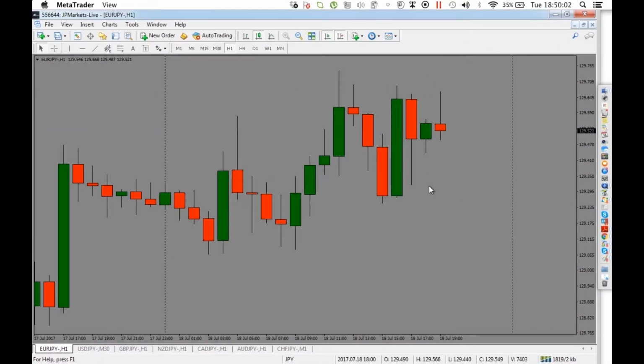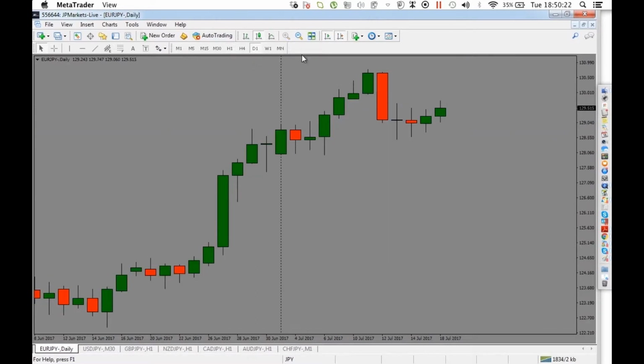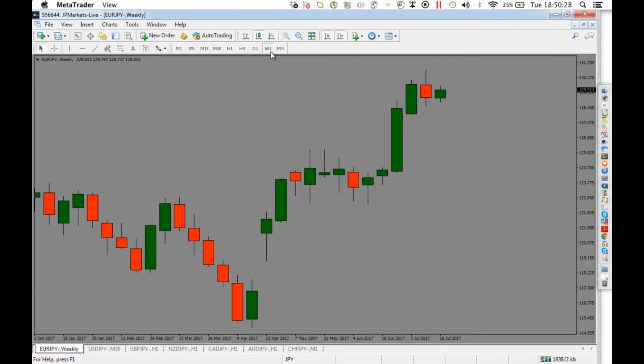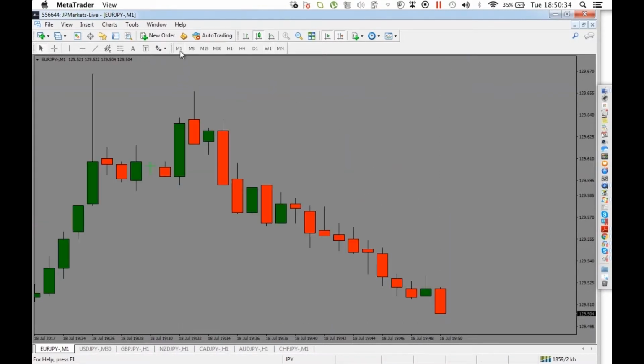So let's look at a practical example. Right now, these are the time frames. You see 1 hour, H1. That means every single candle you see was 1 hour, meaning this was 1 hour, this was another hour, this was another hour. Or daily, that means this was 1 day, this was 1 day, this was another day. Weekly, this was 1 week, this was 1 week. Or 1 minute, this was 1 minute, this was another minute. So I'm sure you get the concept by now.